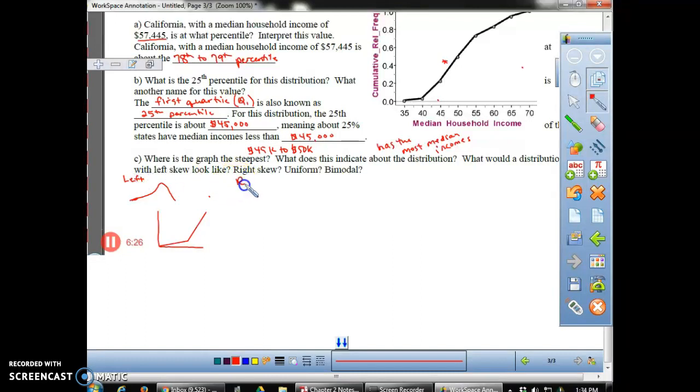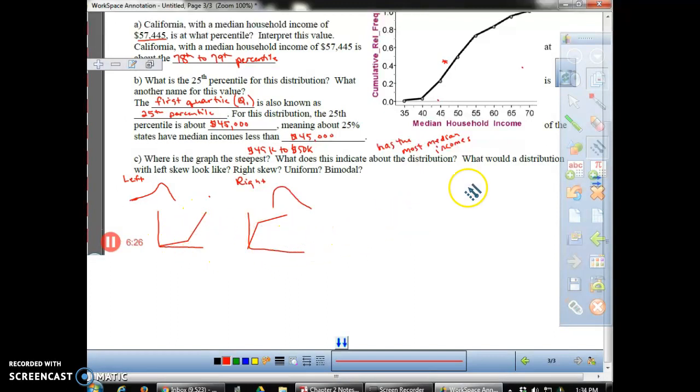The right skew, and let's remind ourselves what that looks like, starts with the most observations to the left. So I think that you would want to start steep, so pretty steep, and then you would kind of level off as you go to the right, something like that. So left skew would start off slowly with a less steep slope and then go up more quickly, and vice versa for the right.